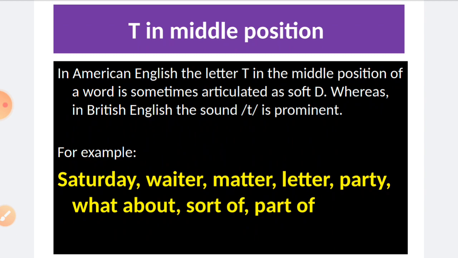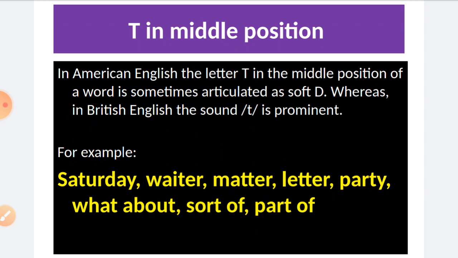Now, the next difference is that when T is in the middle position of words. Now, what happens? In American English, the letter T or the sound T in the middle position of a word is sometimes articulated as a soft D. Whereas in British English, the sound T is prominent.